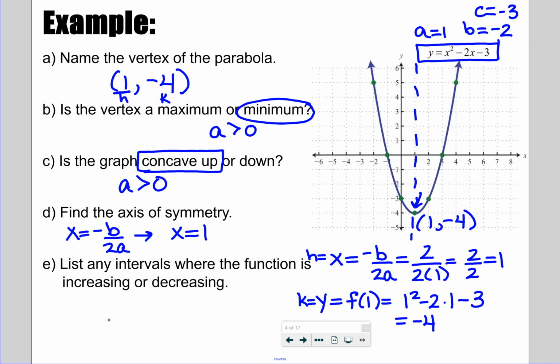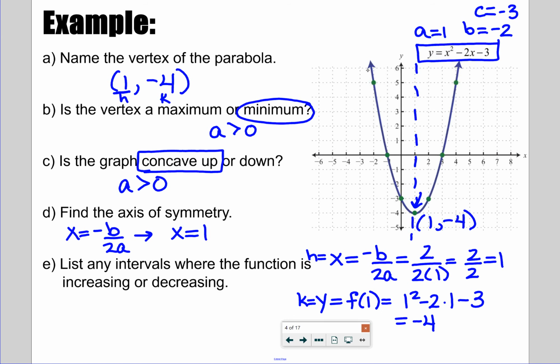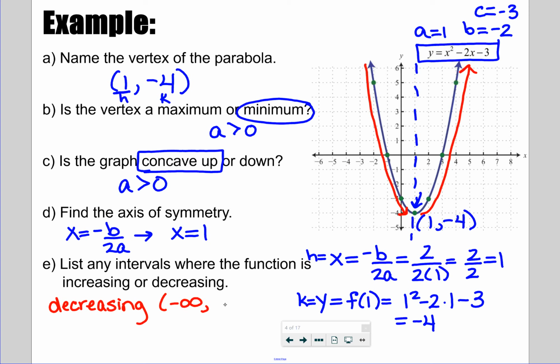Finally, here we want to list any intervals where the function is increasing or decreasing. So again, remember you want to read your graph from left to right. As I read this graph from left to right, you can see that it's going down on the left and then up on the right. So we're going to say that it is decreasing from negative infinity all the way up to the x coordinate of the vertex, 1. Then it turns around and starts going up, increasing from the x coordinate of the vertex all the way to infinity.